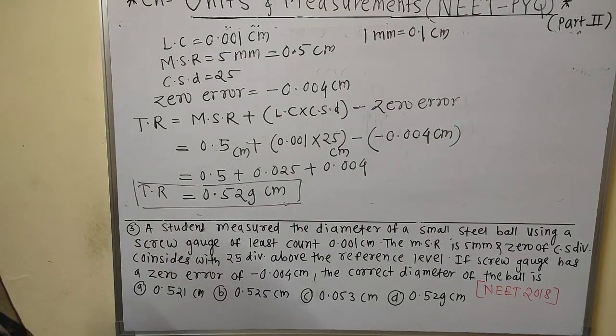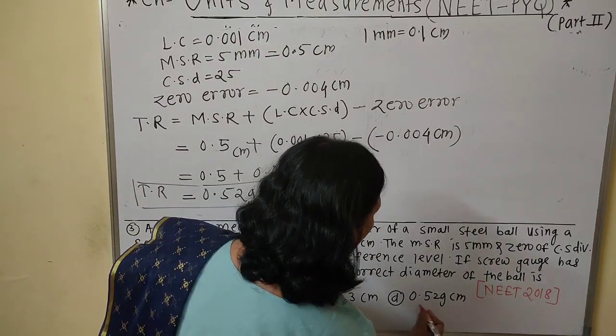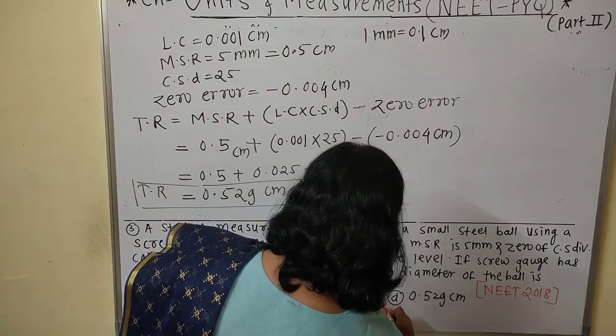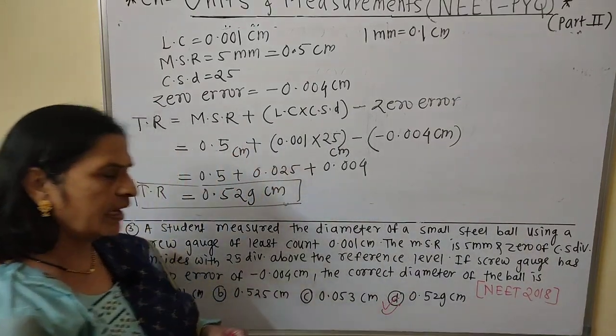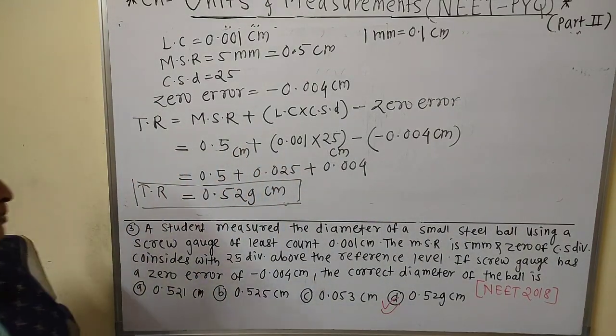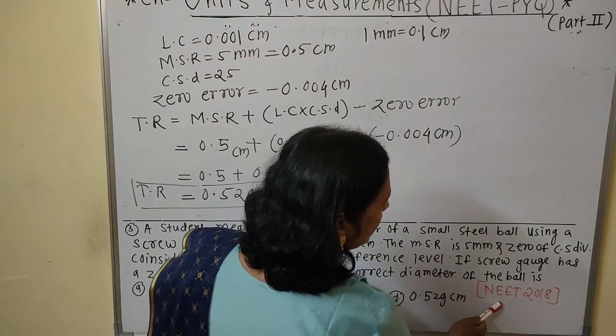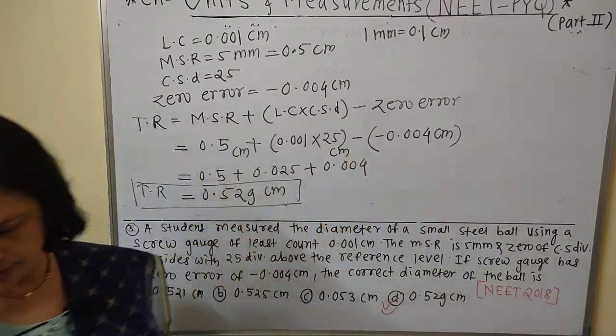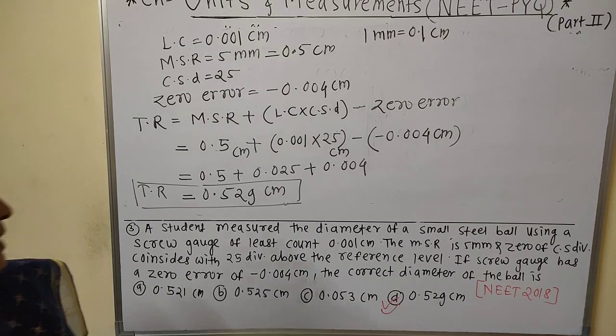Now see which option is correct. Then D option, that is 0.0529 centimeter. This is the correct option. Understood? And this MCQ was asked in NEET 2018. Okay. Now next.